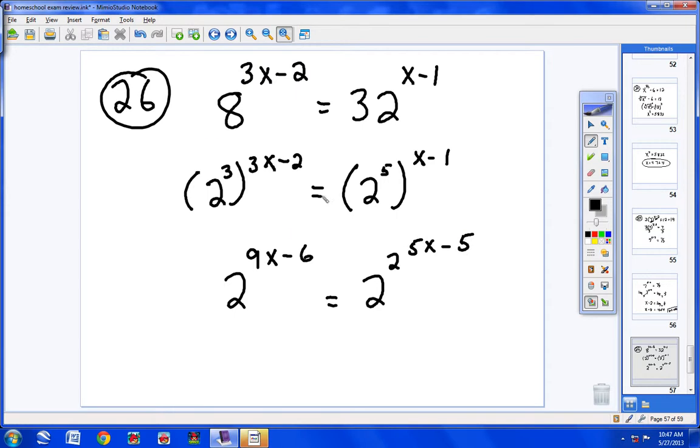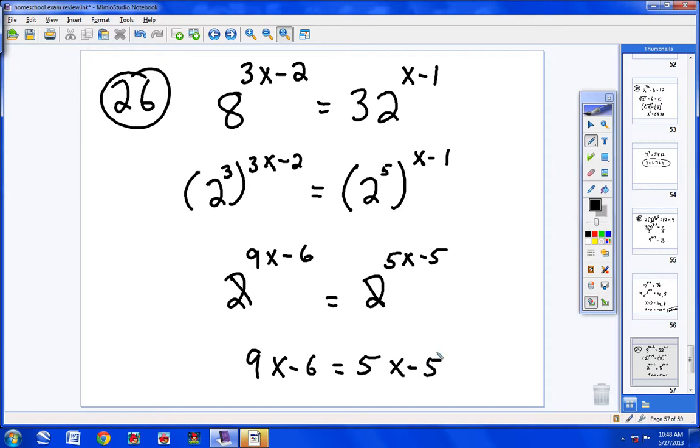And now, men, when your bases are the same, you're more than welcome to cross them off. I don't know why I put that 2 right there. Let me back this up and change that. That doesn't make any sense at all why I did that. 5x minus 5. There. Now, when your bases are the same, just simply cross them off, and you're left with 9x minus 6 equals 5x minus 5.